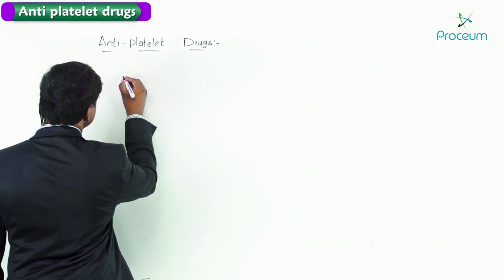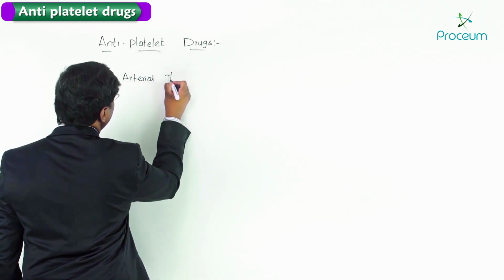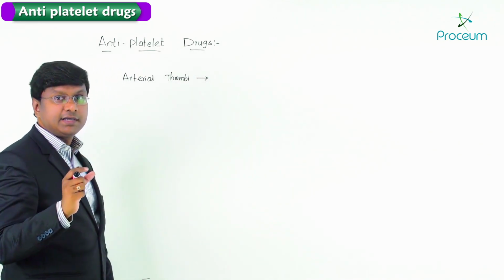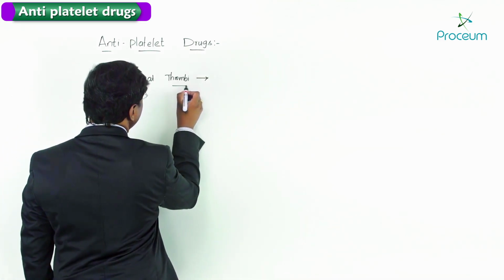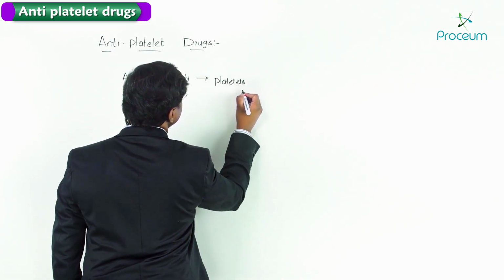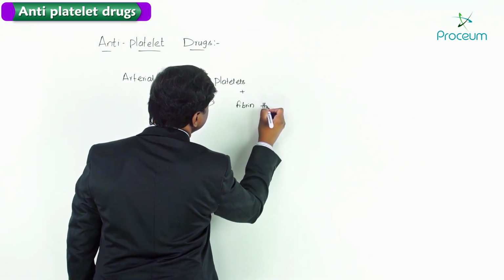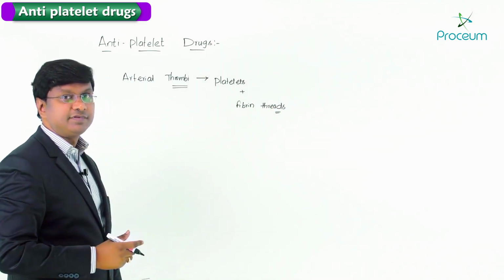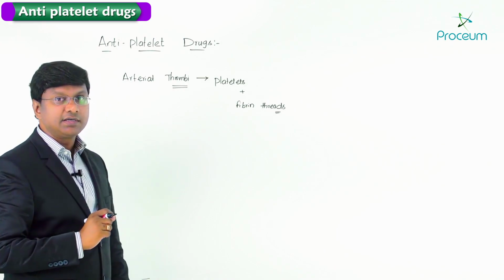So, if you take the arterial thrombi, or the venous thrombi, the main constituent of the arterial thrombi is the platelets, right. Within the thrombi, you have the presence of platelets, and along with the platelets, you have the presence of fibrin threads. So, these are the constituents of the arterial thrombi.